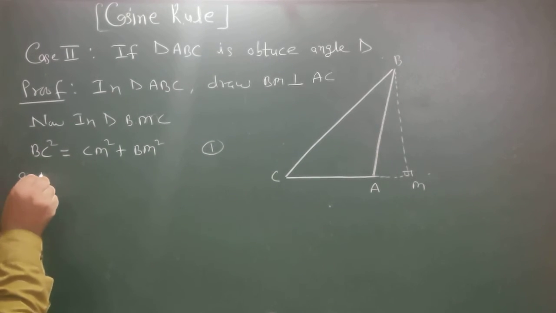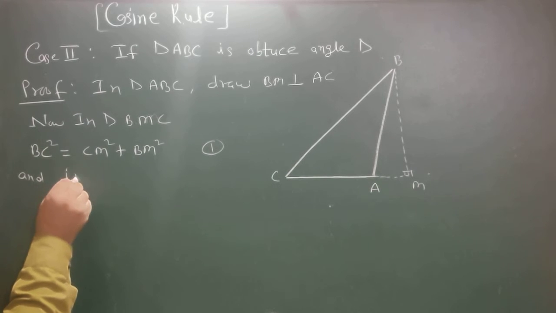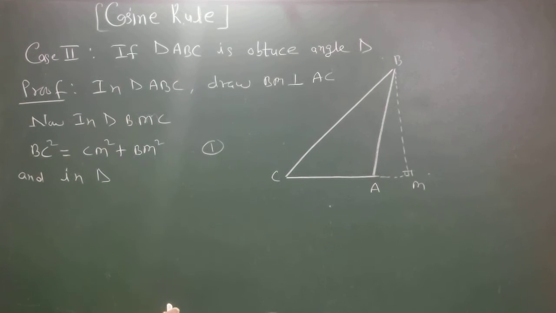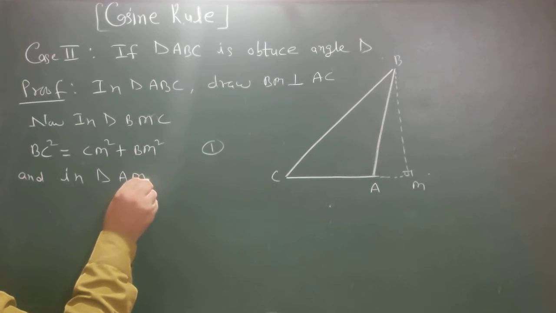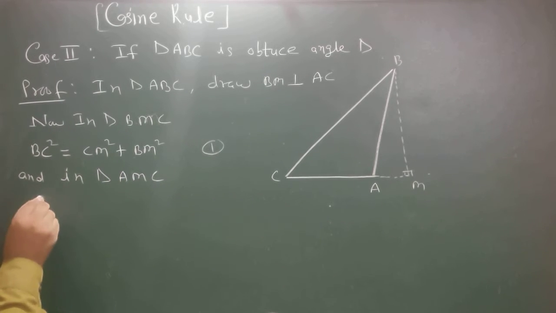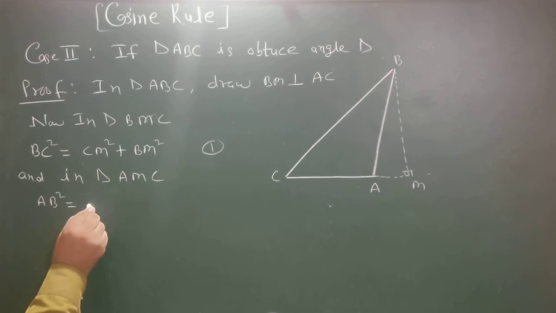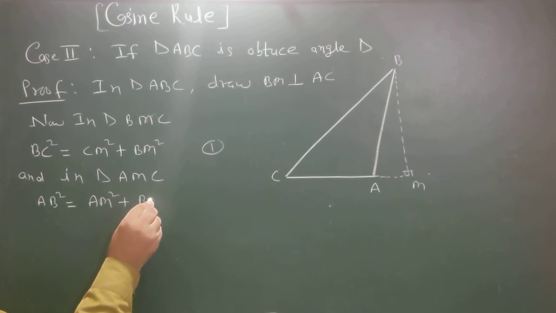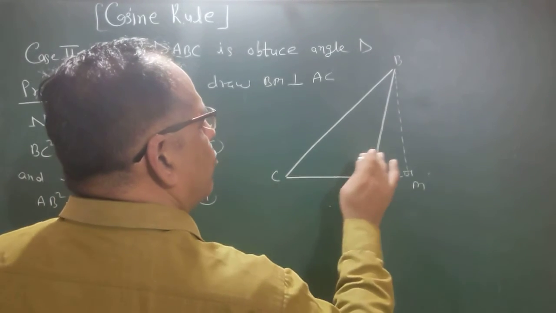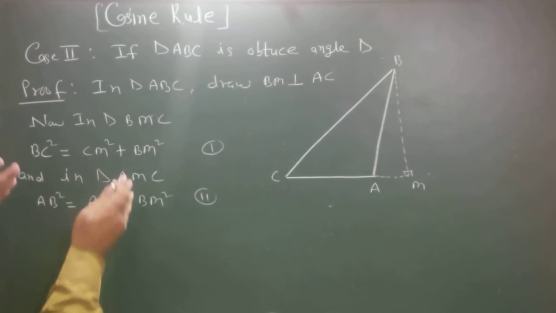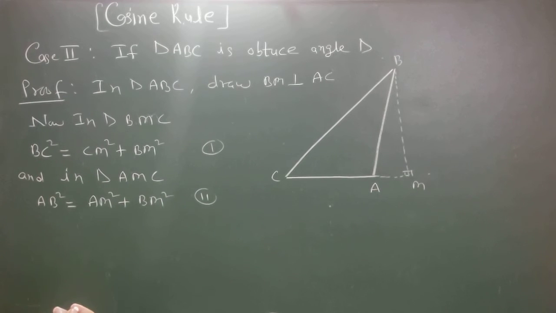And in second right angle triangle here, in triangle AMC, again apply the Pythagoras theorem. So this becomes AB square is equal to AM square plus BM square. So after drawing a perpendicular, we have two right angle triangles and apply the Pythagoras theorem in the first triangle and then the second triangle. So now first minus second. Subtract equation 2 from first.